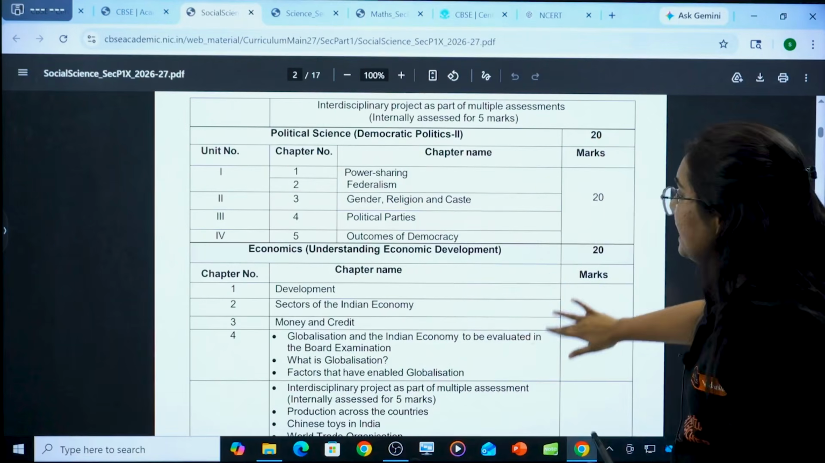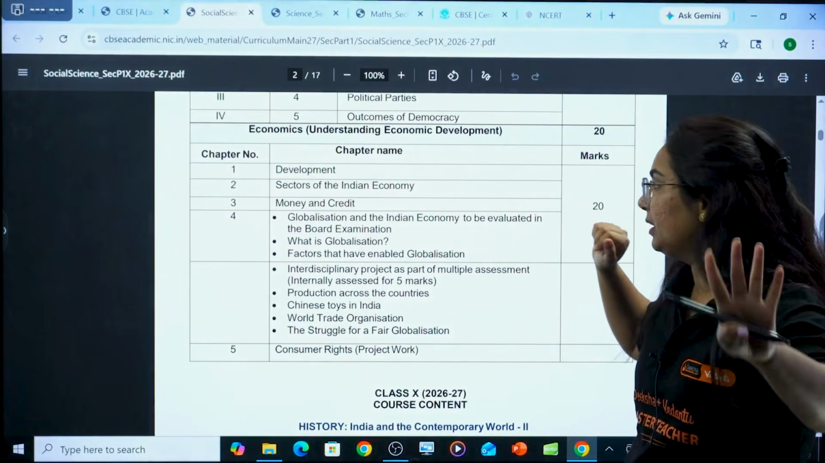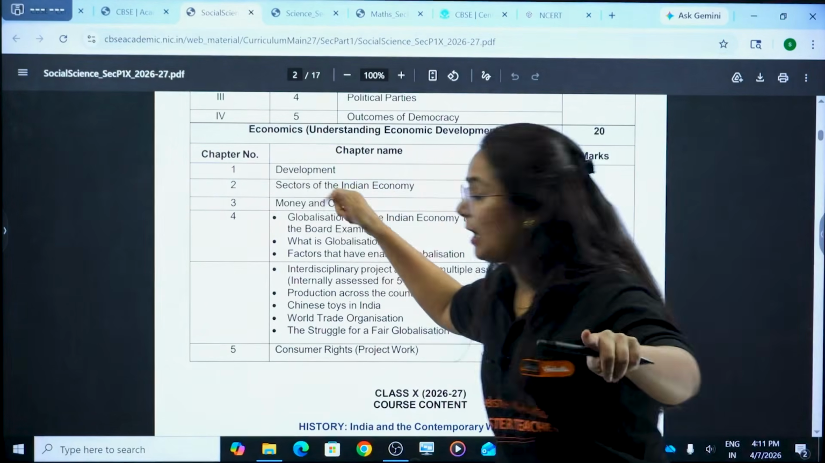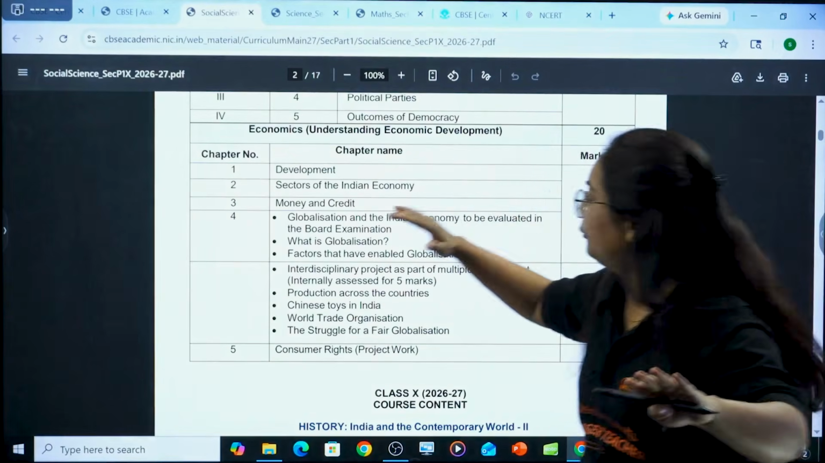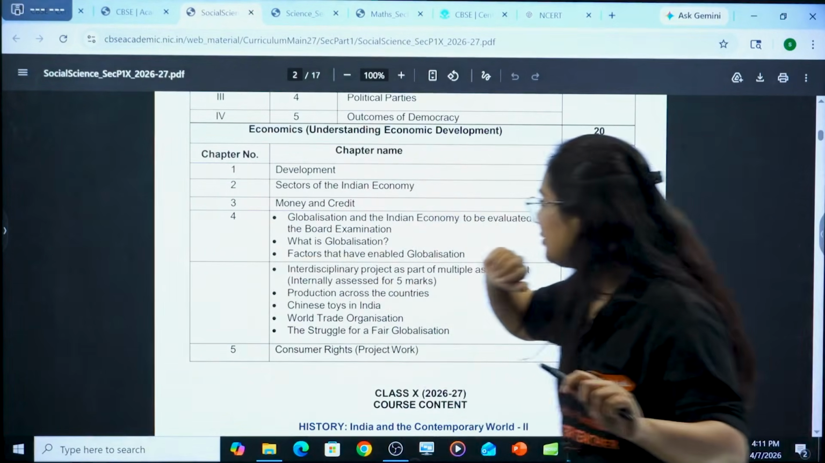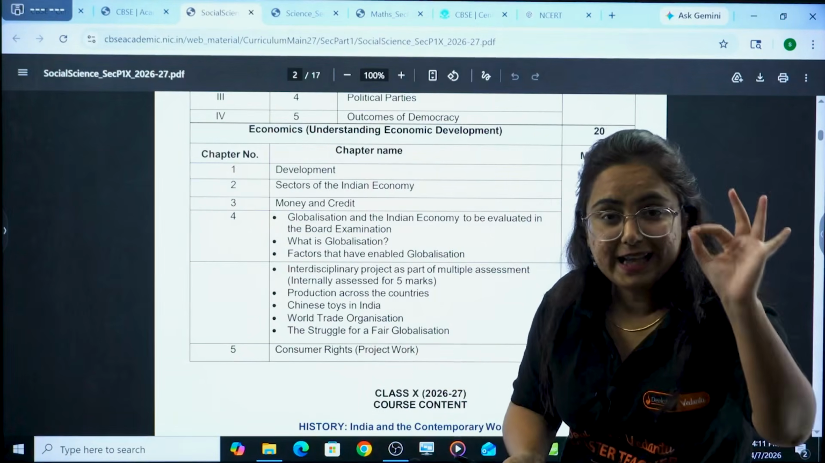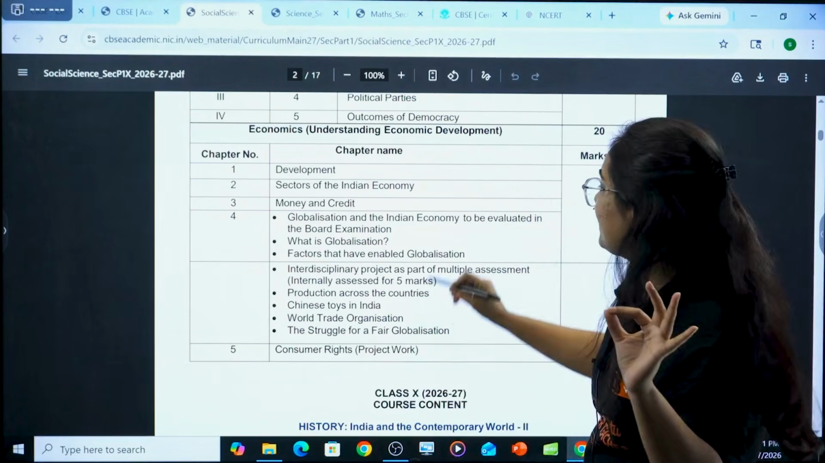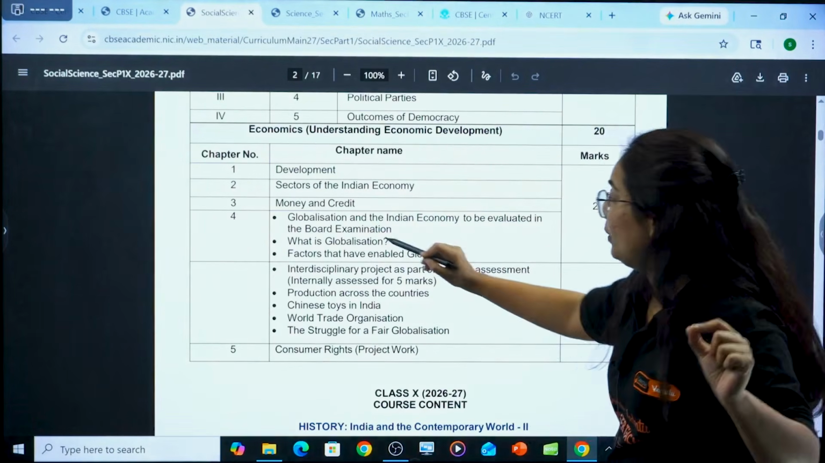Next is about economics. We have 5 chapters in the book. Chapter 1, Development, will come fully. Chapter 2, Sectors of the Indian Economy, fully. Third, Money and Credit, totally. Fourth is interesting, Globalization and the Indian Economy. Only and only one topic will assist in your exam from Globalization and the Indian Economy, to be evaluated in the board exam.